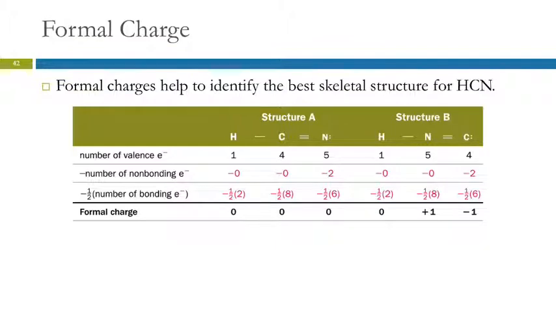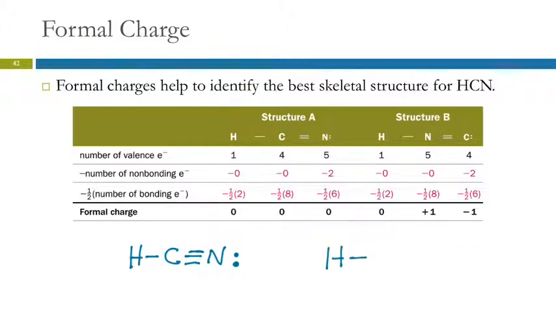So let's look at an example. Here we have HCN. And how do we identify what the correct skeletal structure is? We've got two possibilities. We could put carbon in the middle, or we could put nitrogen in the middle. And I'm going to also draw these down here so that I can chop them up. So if we put carbon in the middle, and we get octets, we're going to end up with something like that.